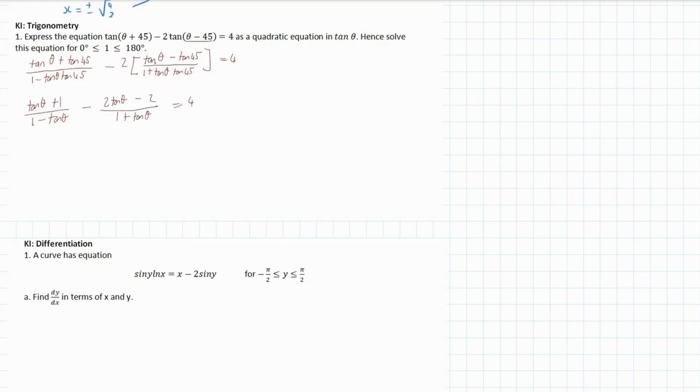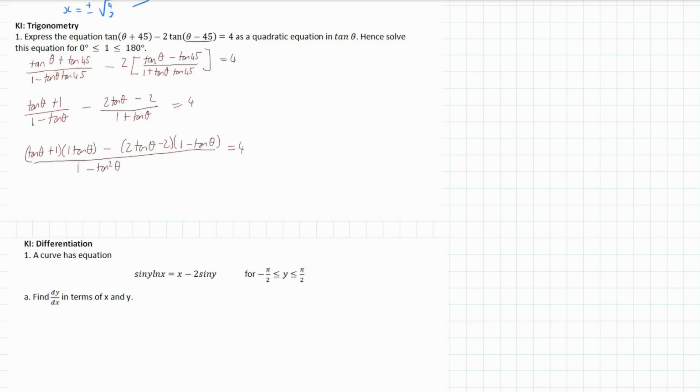So I'm going to get tan theta plus 1 into 1 plus tan theta. So it's the same thing, we're squaring it. Minus, we'll go 2 tan theta minus 2 times by 1 minus tan theta, all over our new denominator, which when we expand it would be 1 minus tan squared theta. Okay. Now at this point, equals 4.